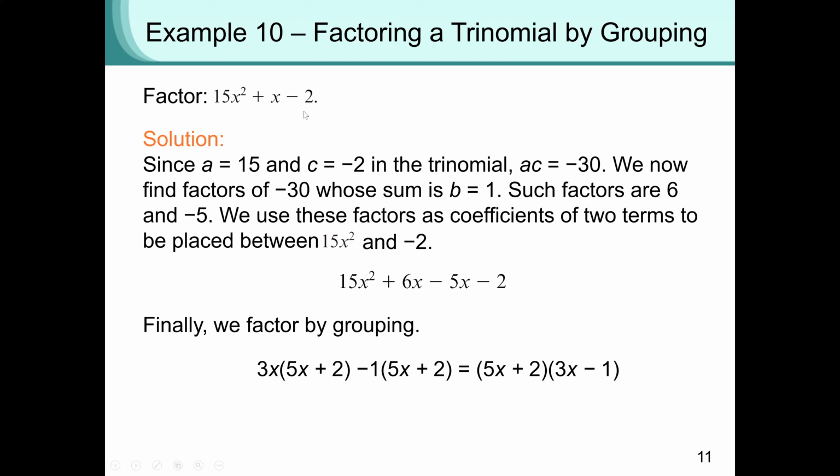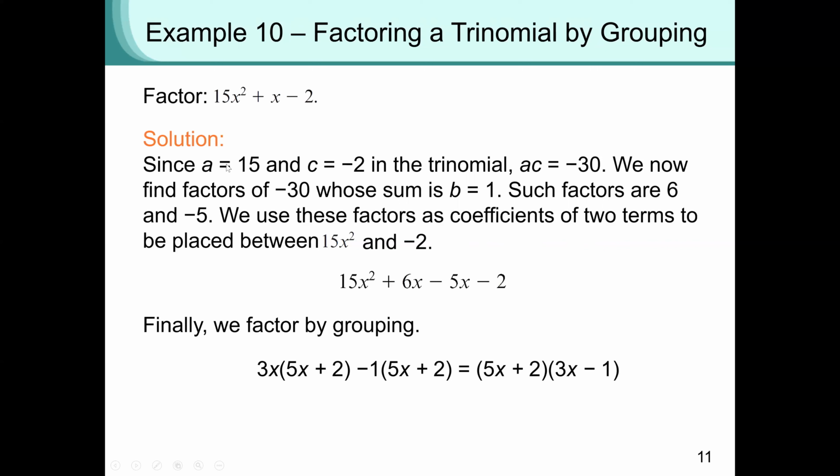That's why it's called the AC method. 15 times negative 2 will give me negative 30. Now find the factors of negative 30 that will give me 1. Why is it 1? Because B is 1. Now if B is 10, find two factors of, when you multiply A and C, find two factors that the result will give you 10.